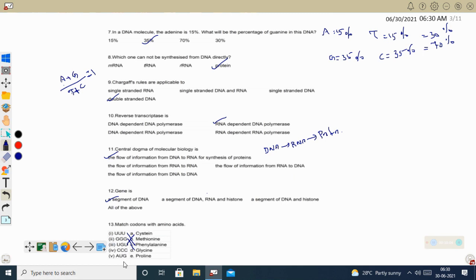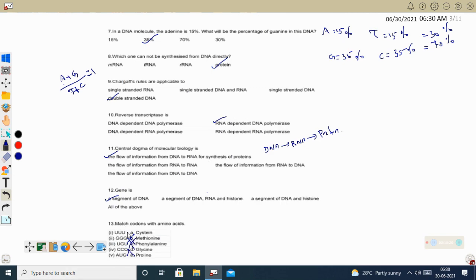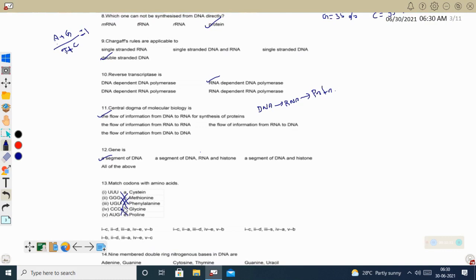Now CCC codes for proline, and there are three more codons which code for proline: CCU, CCA, CCG. AUG is the start codon which codes for methionine. So here the correct option is the first one: 1C, 2D, 3A, 4E and 5B. So this is the correct option.